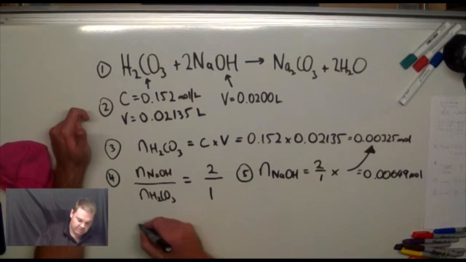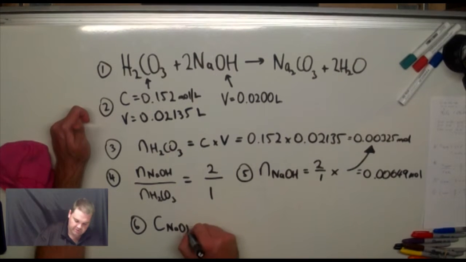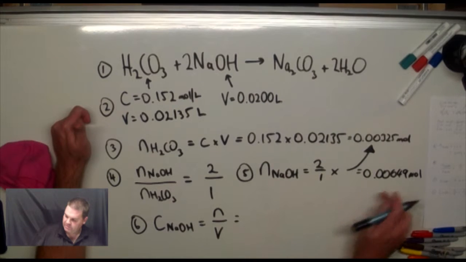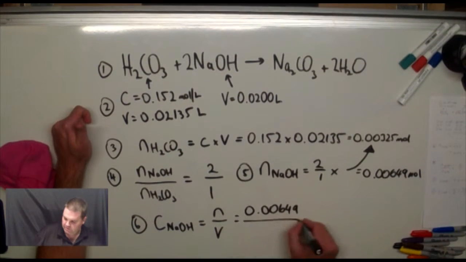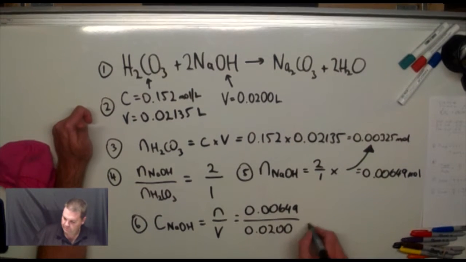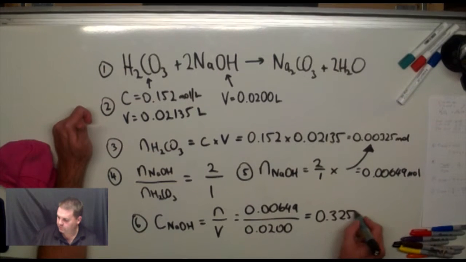So the last thing we want to do is calculate the concentration of our sodium hydroxide. That's what we're doing in this one. So C equals n/V. So it's this value up here, 0.00649, divided by our volume up here, which is 0.0200. Okay, and we get a final concentration of 0.325 moles per litre.